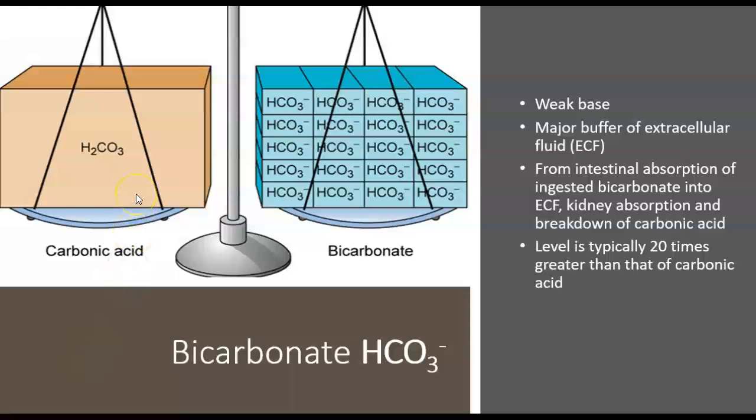And this visual just again shows the relationship between carbonic acid and the weak but numerous bicarb. So 20 bicarbs equals, as in the body, to every 1 carbonic acid molecule. Bicarb is again a weak base, but it's very numerous. It's the main buffer of extracellular fluid. It comes from GI absorption of ingested bicarb, from pancreatic production of bicarb, movement of cellular bicarb into the extracellular fluid, kidney reabsorption of filtered bicarb, and the breakdown of carbonic acid.